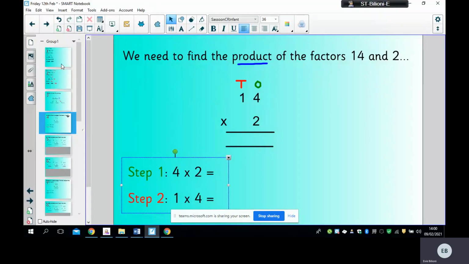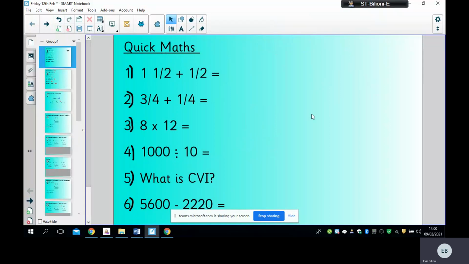Like with Thursday, like yesterday, we're going to start with a quick maths starter, some quick maths questions to warm up our brain. So get your pencil, get your paper, and I'll share my screen to show you your questions. I've given you a couple more today to challenge you. So, wow, sneak preview. Pause the video now to have a look at your quick maths questions.